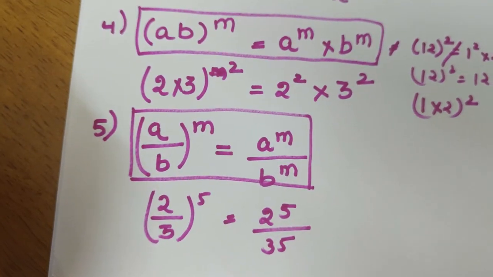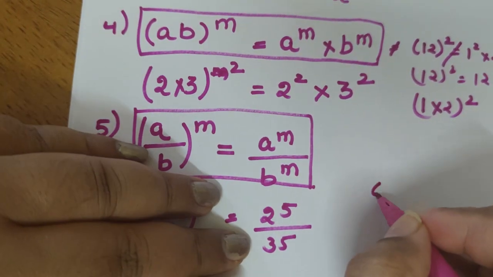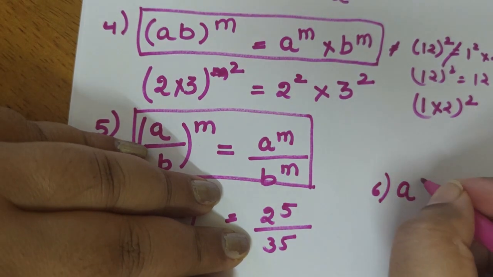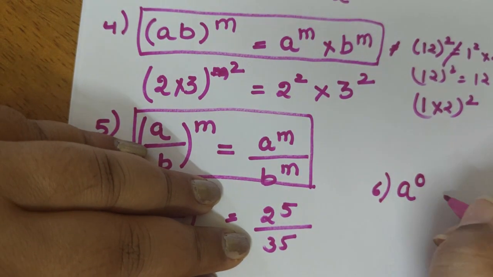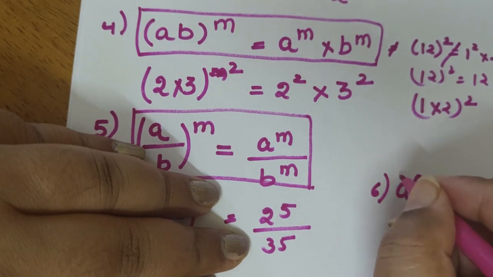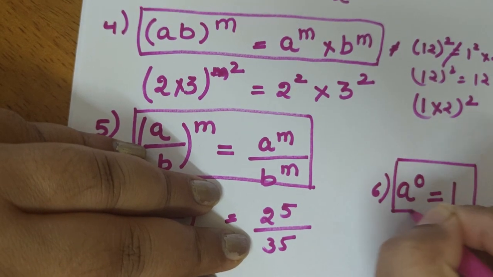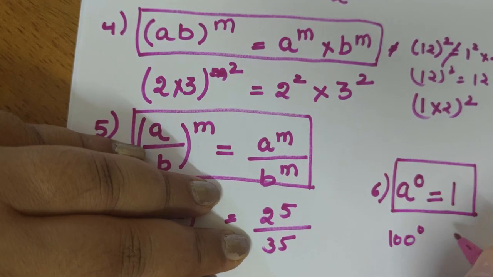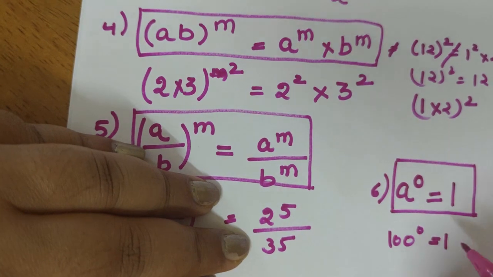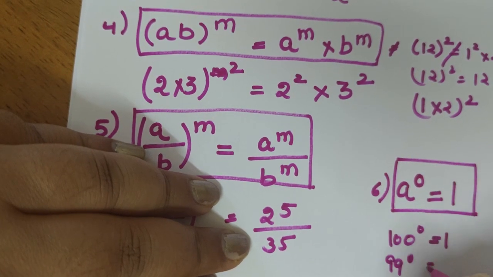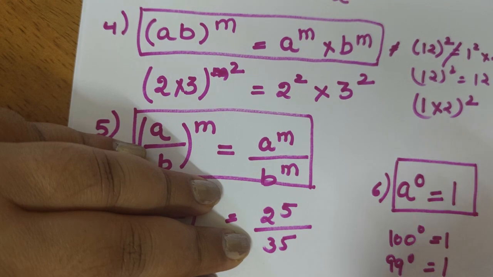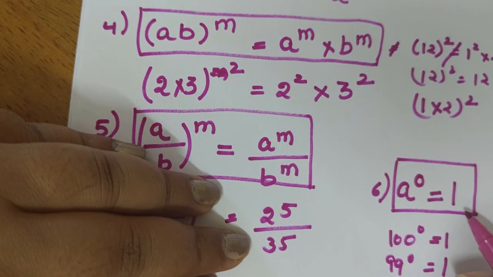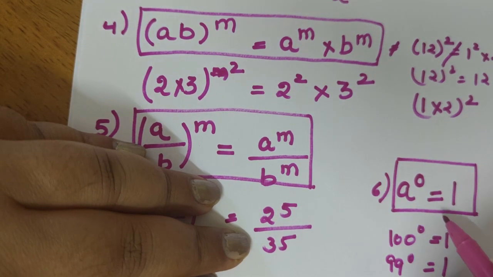Now the last one. Our sixth law is, any integer raised to the power 0 is equal to 1. Very important, any integer, so it can be 100 raised to the power 0, which will be 1. If I say 99 raised to the power 0, it will be 1. So any integer raised to the power 0 is equal to 1. So this is your sixth law.